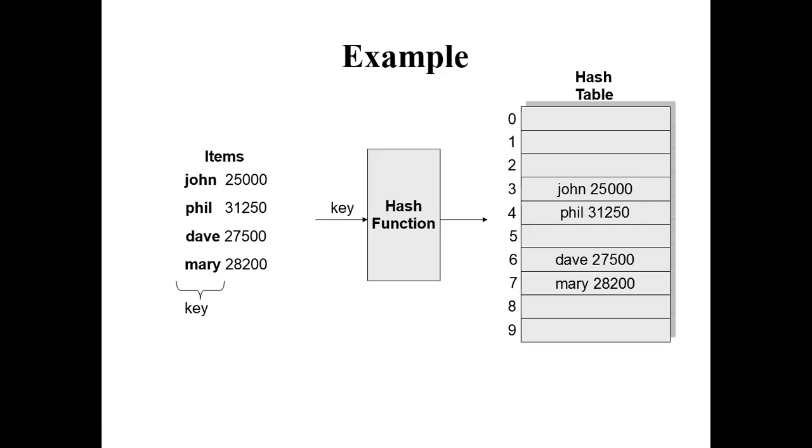For example, this is the data I am going to add: John, Phil, Dave, Mary. These are my key values, and I am going to add these four items in this hash table. The table size is 10, so starting from 0 to 9. After performing this hash function, I get some value, which will be the hash value. That will be our answer. Using that hash value only, I will map the data, that is the key, into the hash table.